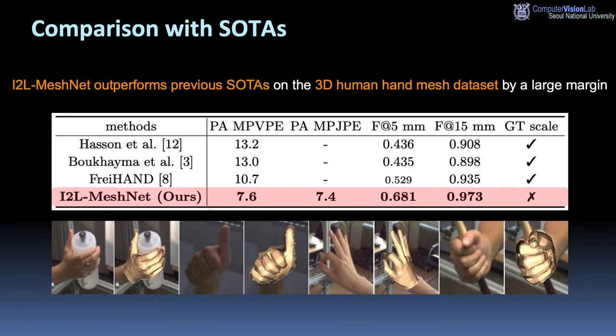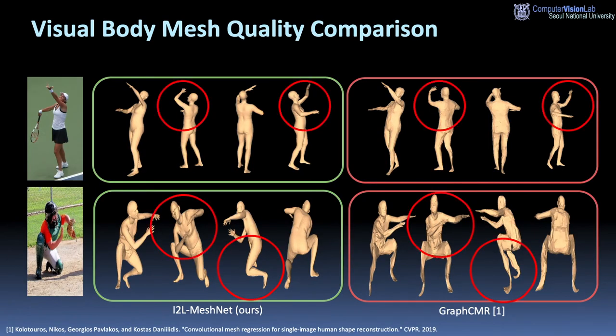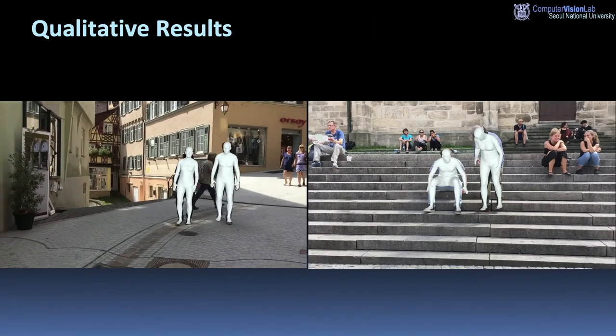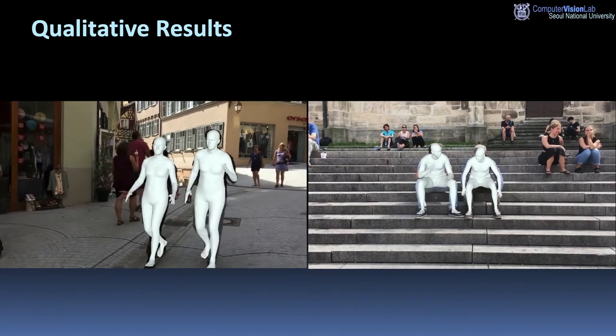I2L MeshNet outperformed previous state-of-the-art method on 3D human hand mesh estimation datasets. Our I2L MeshNet provides more visually pleasant mesh than GraphCMR. This shows qualitative result of I2L MeshNet.